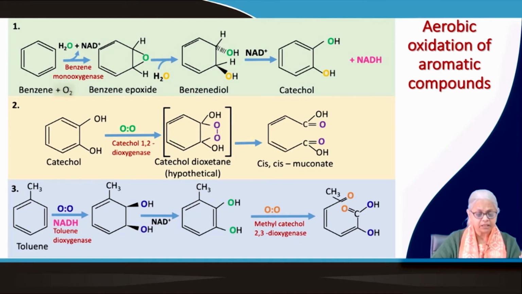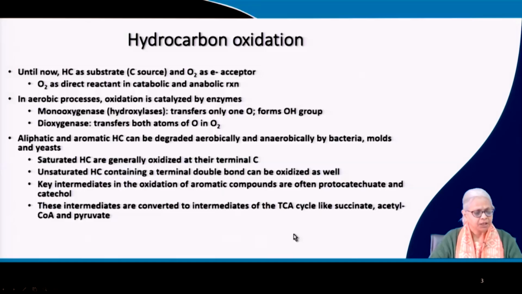You can have toluene as the starting compound. This toluene is first converted by dioxygenase. Toluene dioxygenase is going to convert it in a series of reactions, and eventually you will get methyl catechol, and that will be further catalyzed to the same kind of compound. I think this is methyl cis-cis muconate.